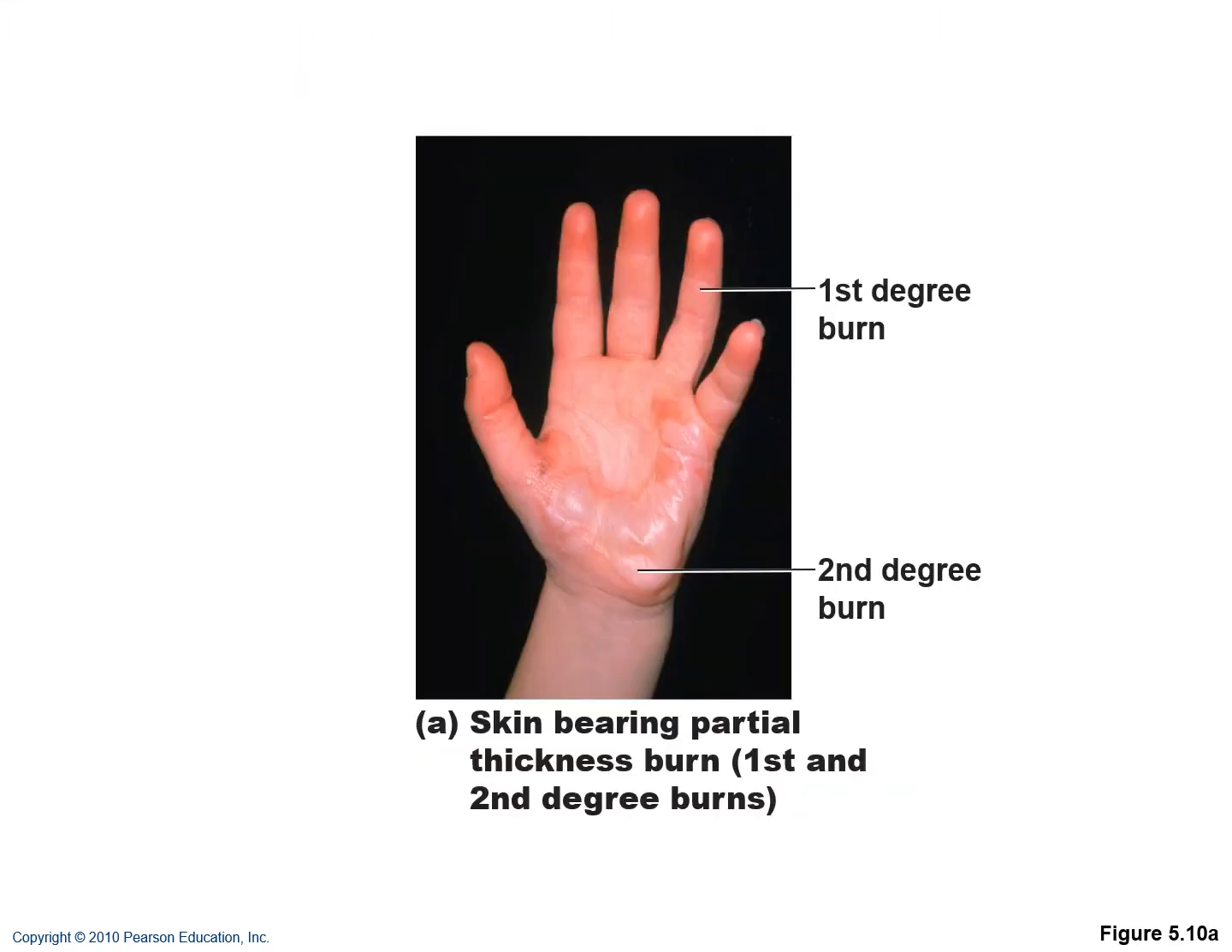All right, so this is a photo showing a palm of a hand with both 1st and 2nd degree burns. So your 1st degree burns basically on the fingertips here, it's going to show that localized redness. There's going to be pain and some swelling as a result of that. The 2nd degree burns is where you actually see the blistering. So all of this would be 2nd degree burn.